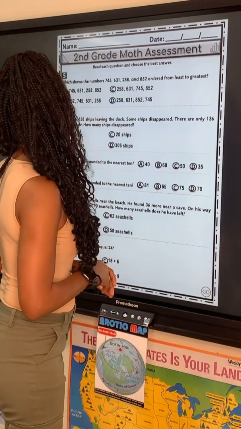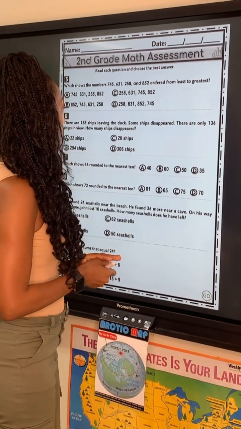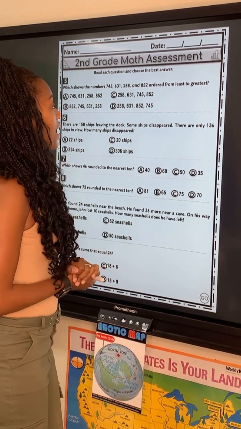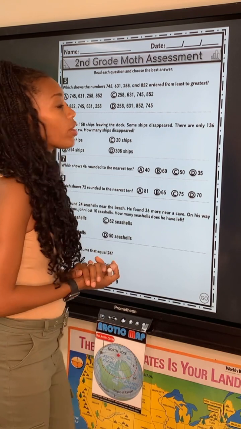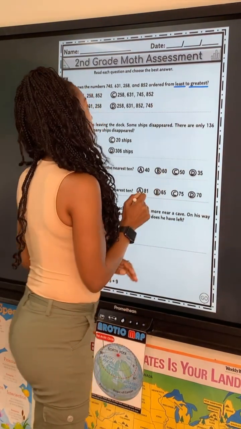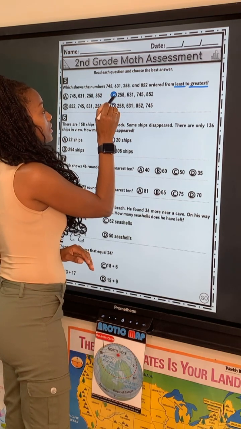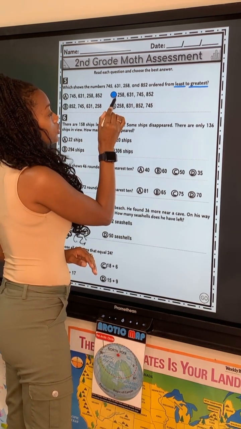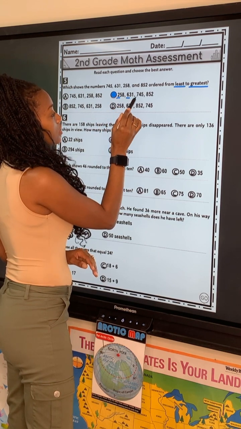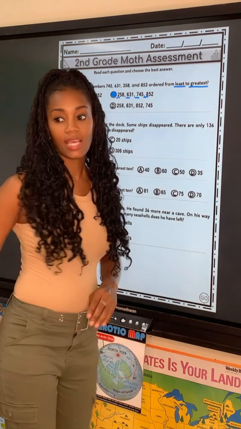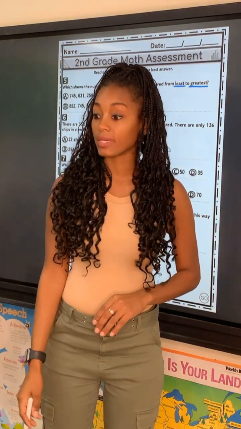Okay? It says, which shows the numbers 445, 631, 258, and 852 ordered from least to greatest. It's going to be C. If you look at it, we've got a 2 in the hundreds place, 6 in the hundreds place, 7 in the hundreds place, 8 in the hundreds place. That's the very first thing I'm looking at.